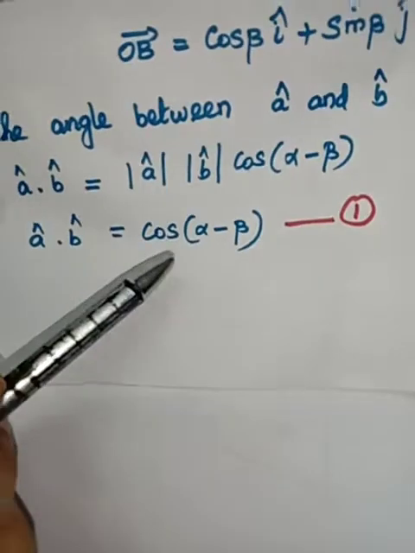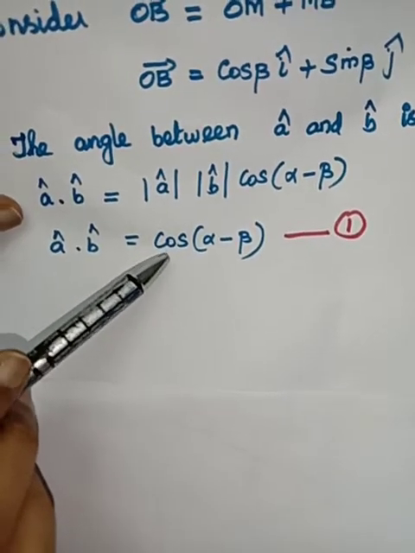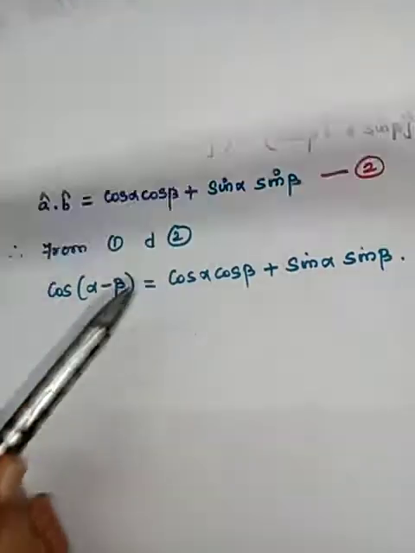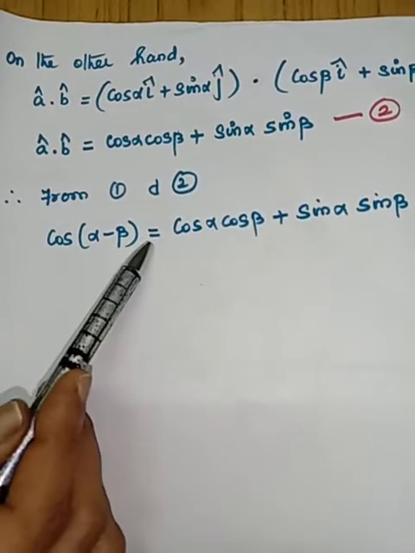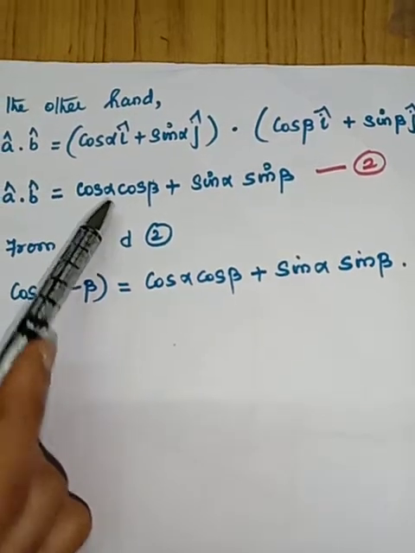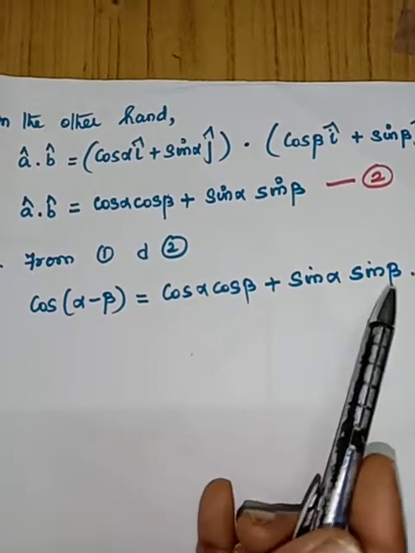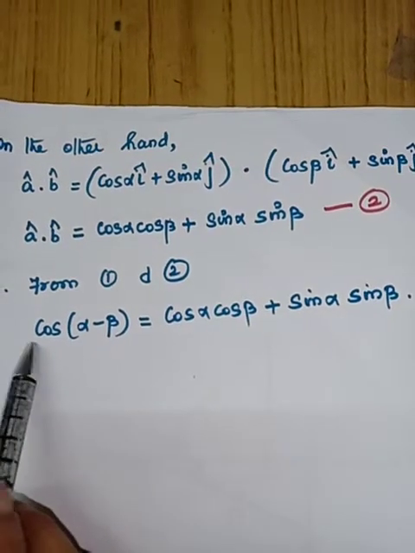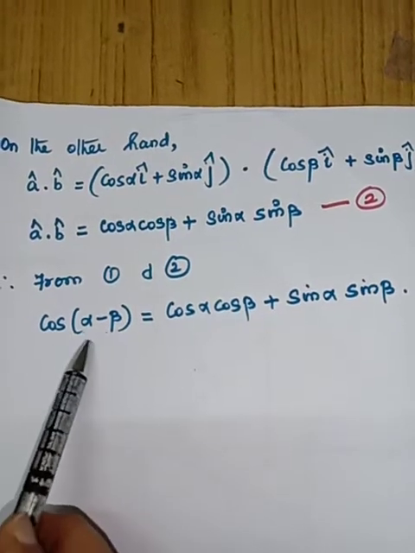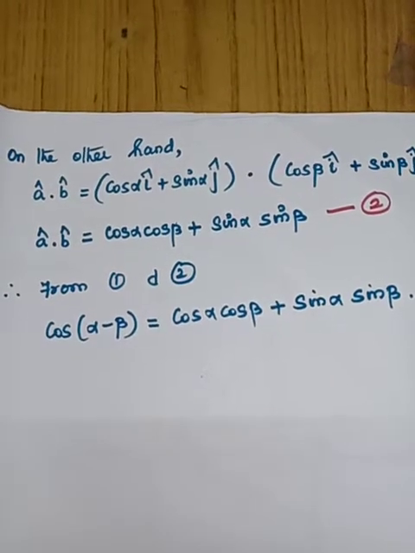So equate the right hand side. In the right hand side, what here you are having? Cos of alpha minus beta. So therefore cos of alpha minus beta is equal to, here the right hand side you are having, cos alpha cos beta plus sin alpha sin beta. So using dot product we have proved the trigonometry result.